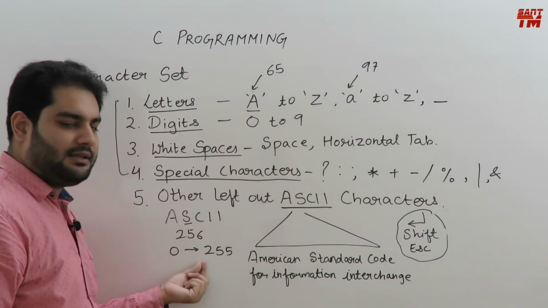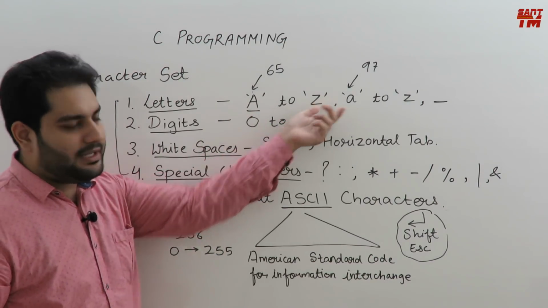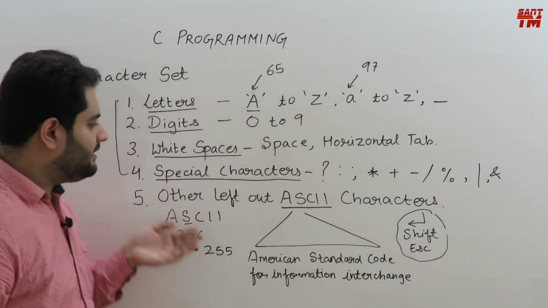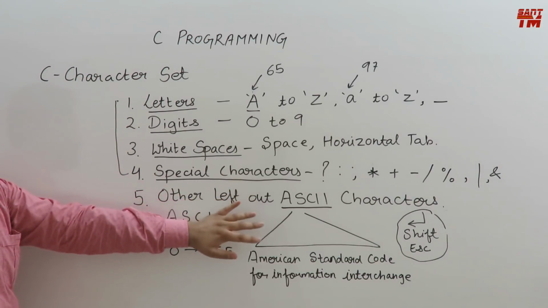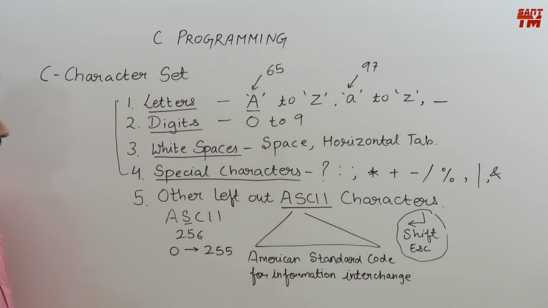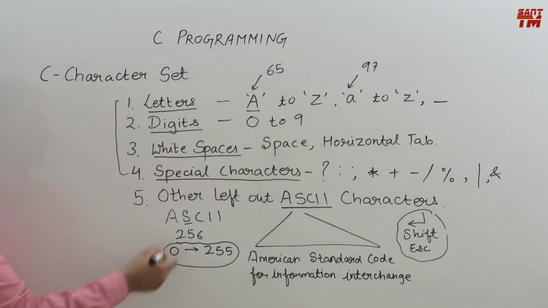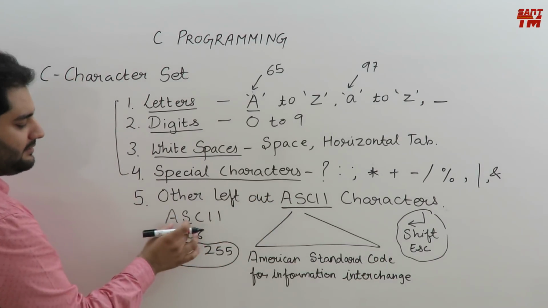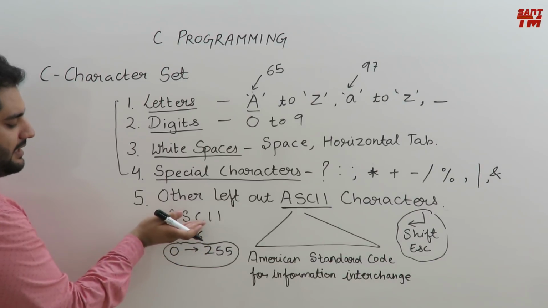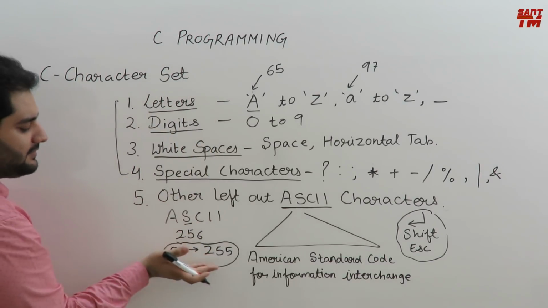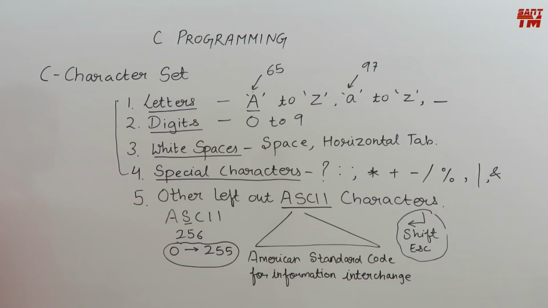Capital A has some other ASCII value and small a has some other ASCII value. Similarly, all the characters in this C character set have values between 0 and 255. This is the meaning of ASCII. ASCII is basically a standard which puts all the characters within the range of 0 to 255.